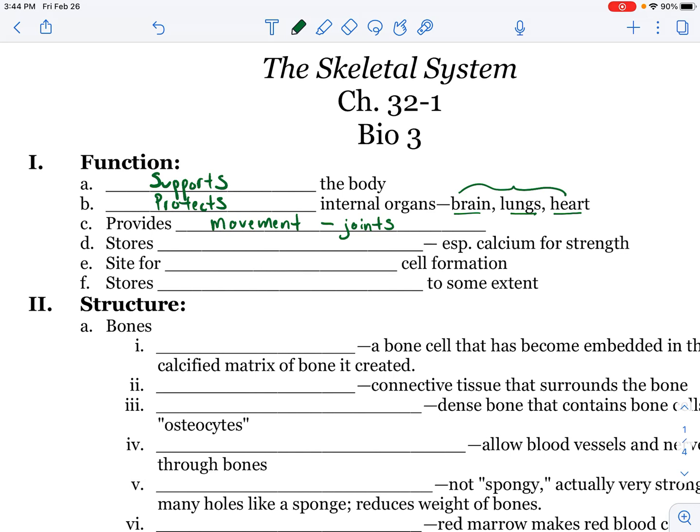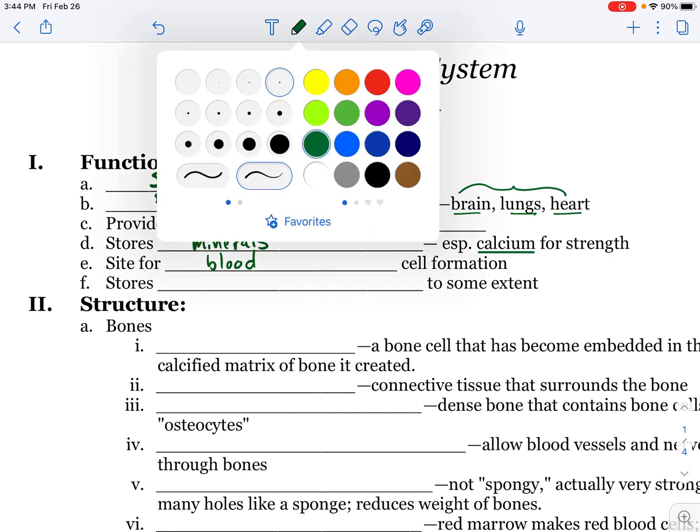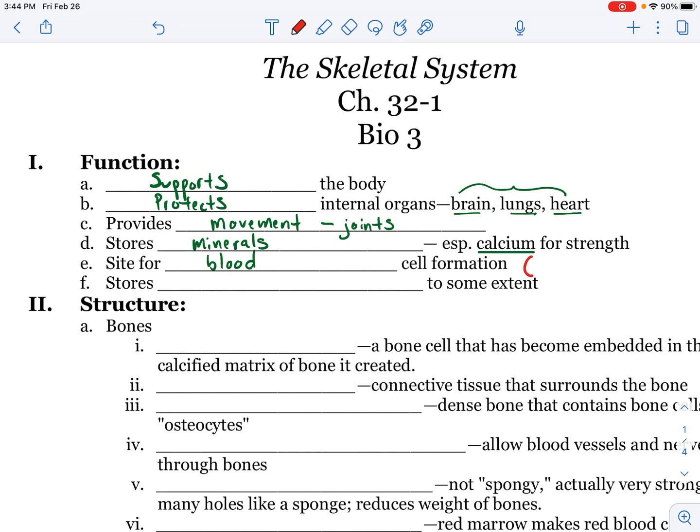And then jumping back down to D, your skeletal system stores minerals, especially calcium, that help to provide strength for your skeletal system. It is a site for blood cell formation. And I'm going to just draw a real quick red blood cell here just to help you remember that red blood cells are made in your bones.